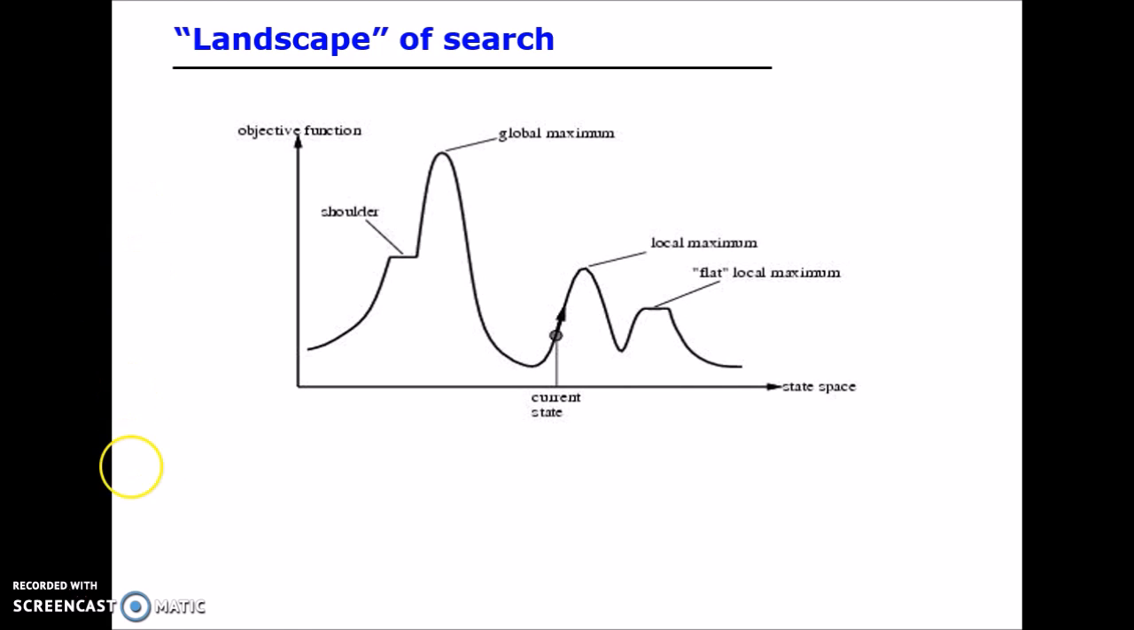Okay, moving on to the landscape. On the y-axis is the objective function. On the x-axis is the state space. State space includes all the possible states of a problem. And the objective function is a value that measures how good a state is for our search or how bad a state is for our search.